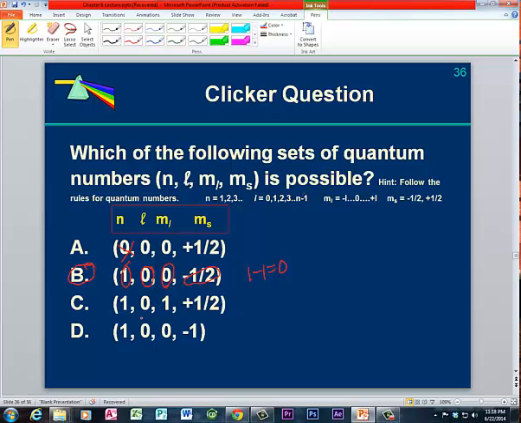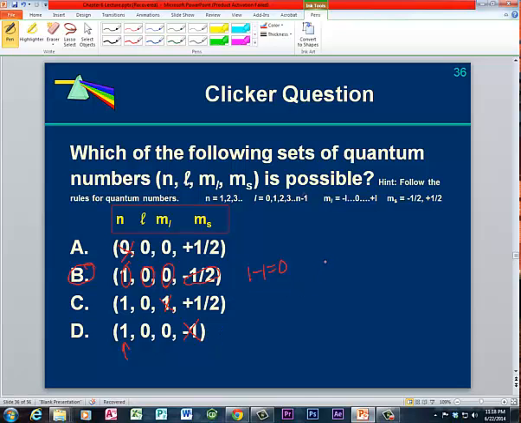Let's take a look and see what's wrong with C and D. n can be 1 according to the quantum rules. If n is 1, l can be 0. But if l is 0, the maximum m sub l value comes from this rule, minus l through 0 to plus l. Well, if l is 0, then there is only one possible value for m sub l, and that's going to be 0. So that breaks a rule. Here we have n equals 1, l equals 0. That's fine. We can have m sub l equals 0 if l equals 0, but we can't have minus 1 for the m sub s value.